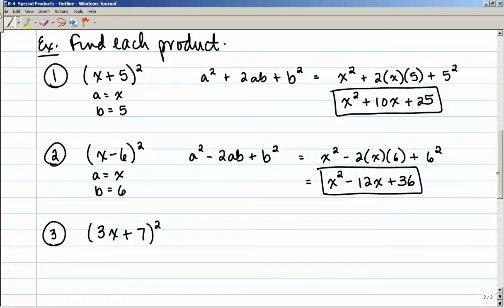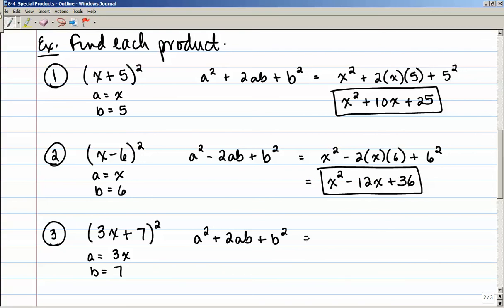And my next example is 3x plus 7, that quantity squared. So this is again the square of a sum. So I'm going to use a squared plus 2ab. And notice there's a plus here because there's a plus here. There was a minus here because there was a minus over here. And finish the formula with b squared. In this case, my a is 3x and my b is 7.